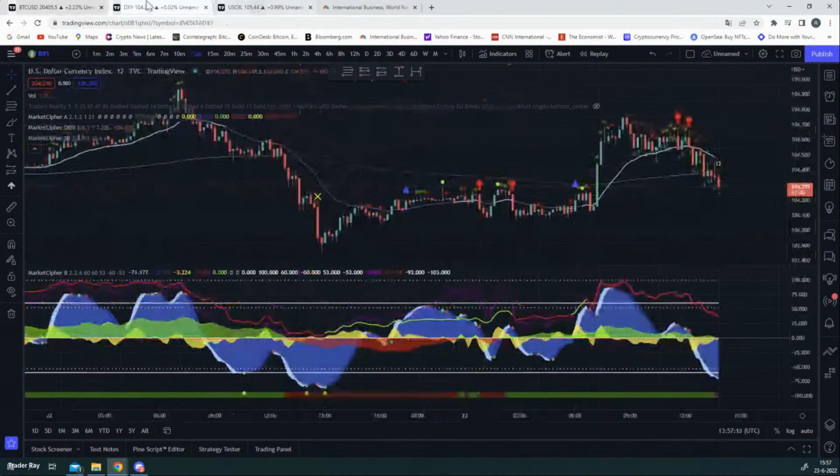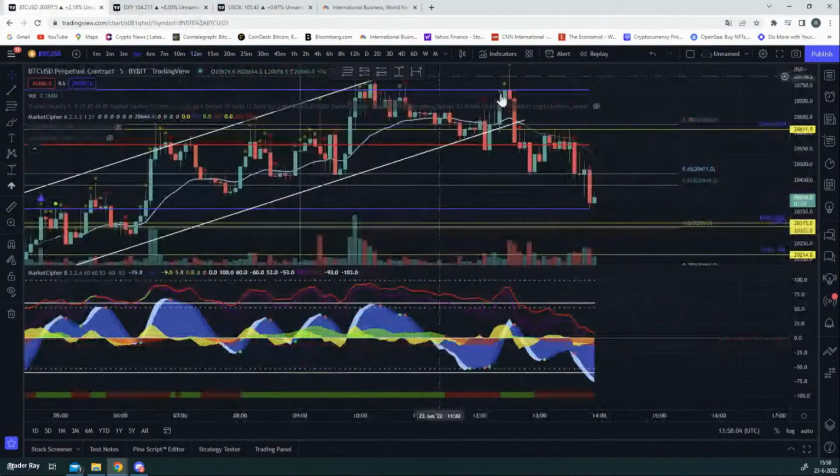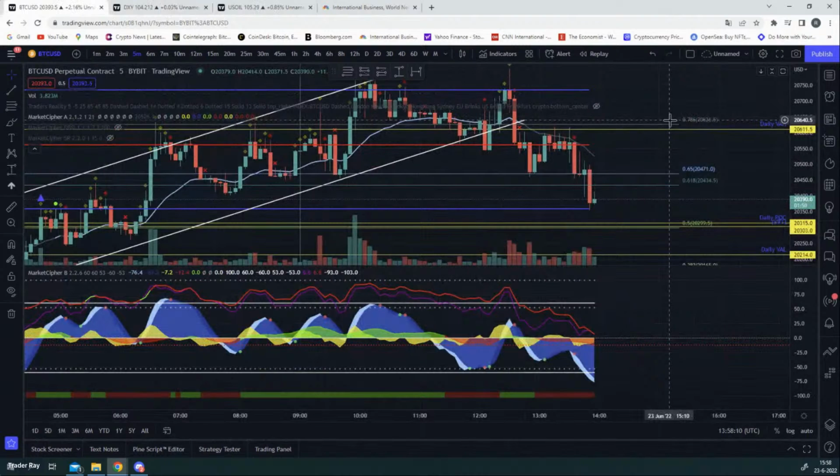Let's quickly check. Yeah. DXY is still dumping down. BTC is not pumping up. I don't know what's going on this week. We're seeing a decoupling on the smaller time frames between the dollar index and Bitcoin. That is weird.